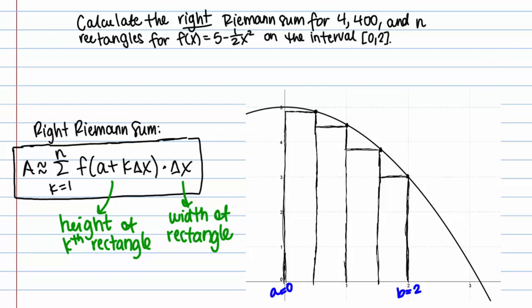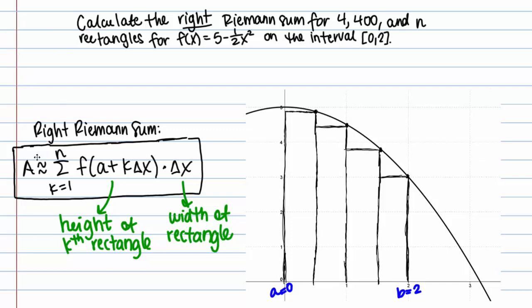Let's practice finding right-hand Riemann sums. The directions here say to calculate the right Riemann sum for 4 rectangles for f of x equals 5 minus 1/2 x squared on the interval from 0 to 2. Okay, so you already know that Riemann sums give us a way to estimate the area under a curve by taking that area and dividing it into rectangles and then summing the area of each rectangle.